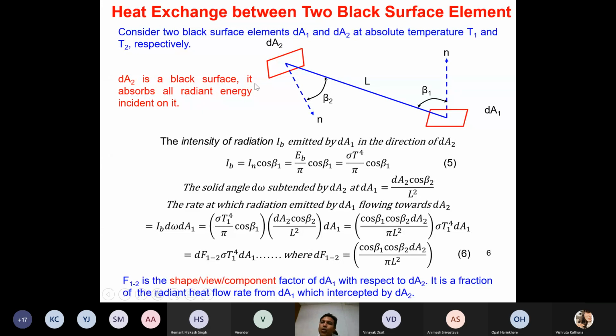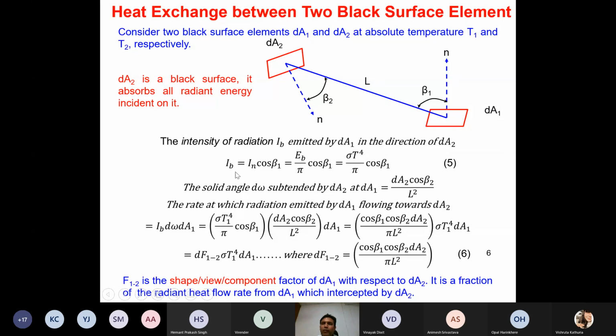So consider that there are two differential surface areas dA1 and dA2 separated by a distance L, and dA2 is making an angle of beta 1 with the normal of dA1, and similarly dA1 is making an angle of beta 2 with the normal of dA2. Okay. Now, in this particular case, consider both these dA1 and dA2 are black bodies.